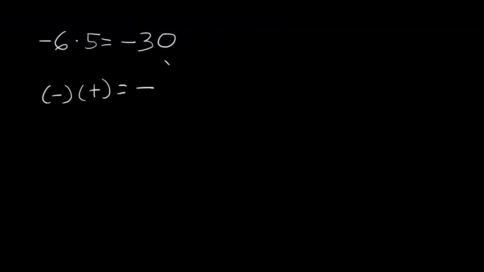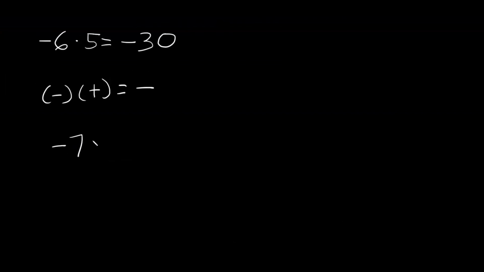We will say negative 6 times, and this dot here also means multiplication, negative 6 times 5. Well, we already know that 6 times 5 is 30, but remember our rule that said if we have a negative times a positive, this is going to give us a negative. So this is our answer to this problem. Negative 6 times 5 will be negative 30.